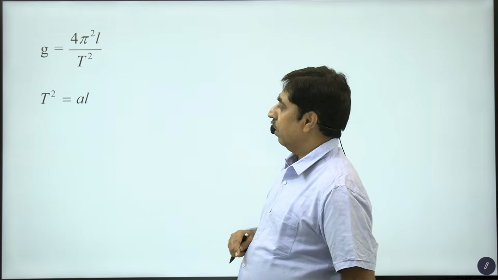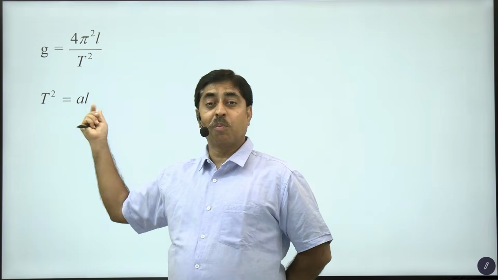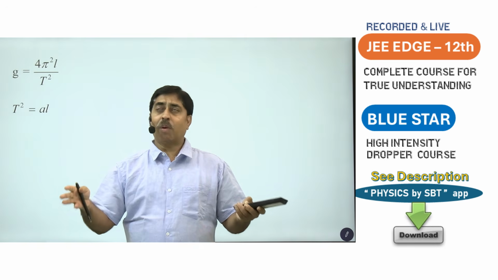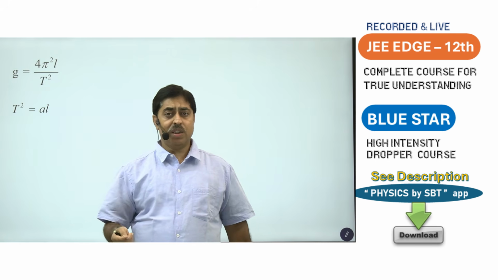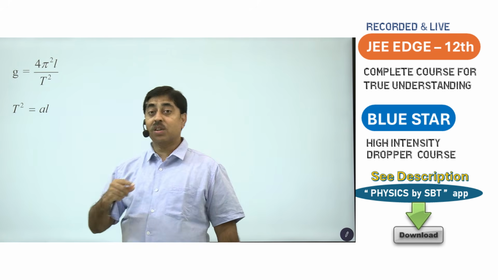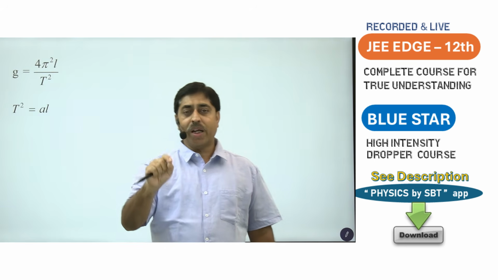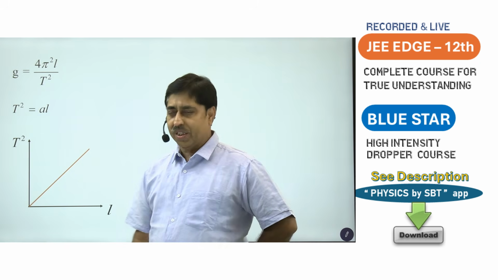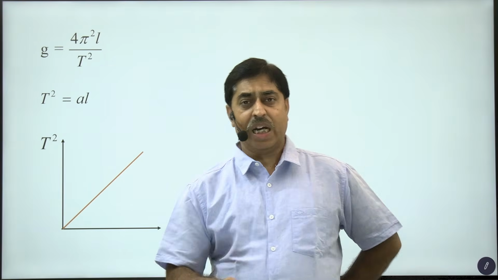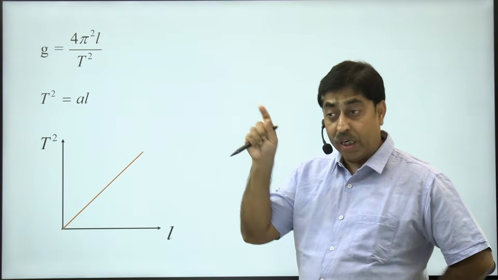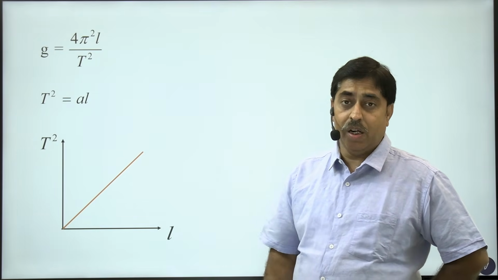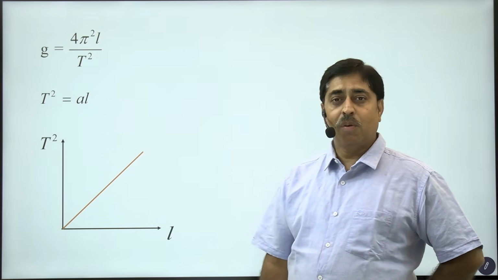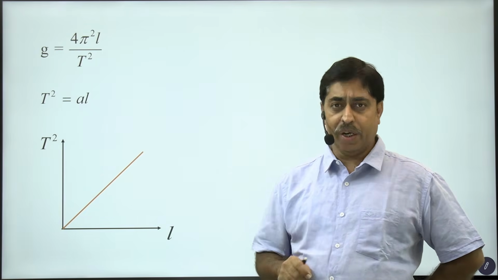If you look at it carefully, T square is proportional to L. 4 pi square by g is a constant. If you are performing the experiment inside this room, the value of g is constant, and therefore T square is proportional to L. If you plot a graph of T square versus L, it will be a straight line passing through the origin, right? But as I have pointed out, a deliberate or maybe real mistake was made, and the length of the pendulum was not taken appropriately.